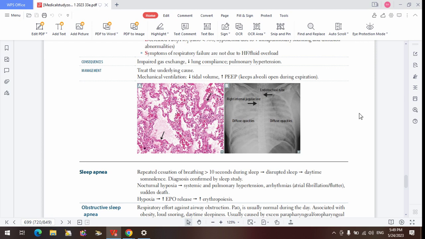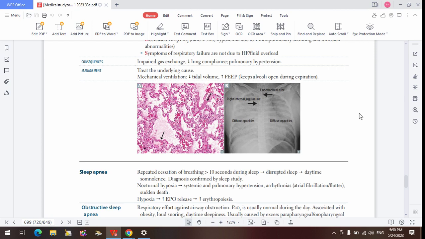Which category are we putting ARDS? Is it restrictive or obstructive? I think I want to put it in restrictive. It's restrictive.